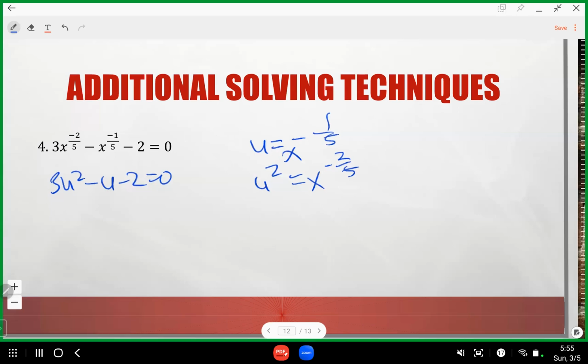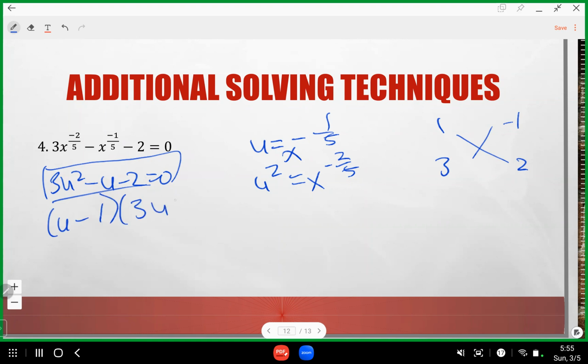Okay, so let's solve this one then. What we need to do is solve this quadratic. I'm pretty sure you can factor this somehow. 1, 3, negative 1, 2. Yeah, that does it. That's u minus 1 and 3u plus 2 equal to 0. u is equal to 1 and u is equal to negative 2/3. Then you find x from it. Well, u is equal to x to the negative 1/5, which in this case is 1.